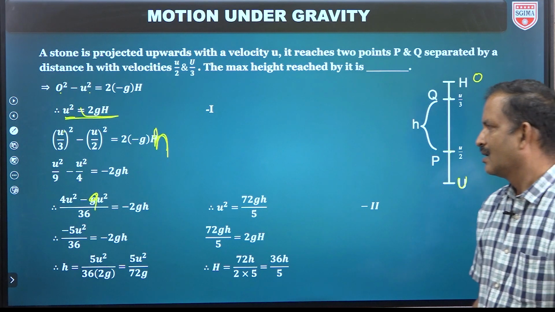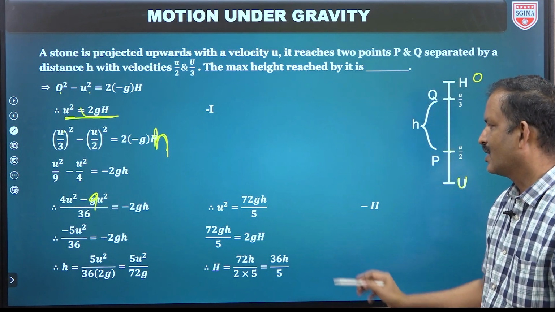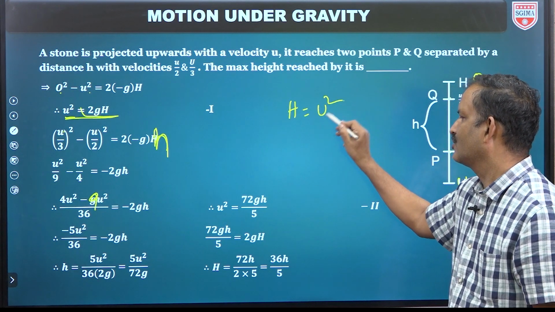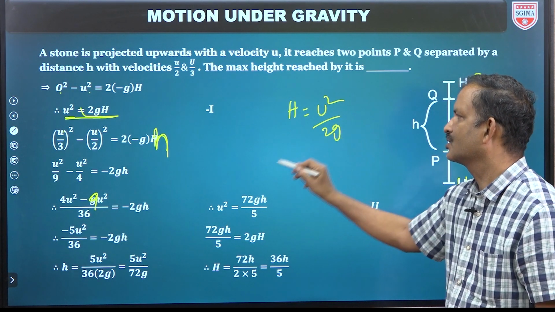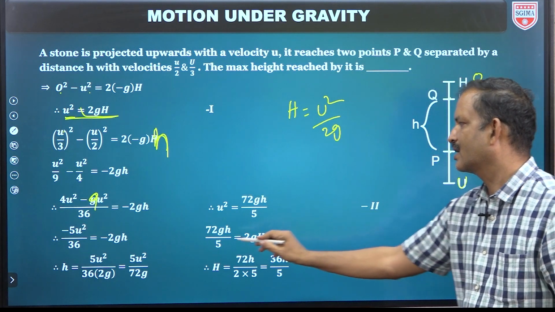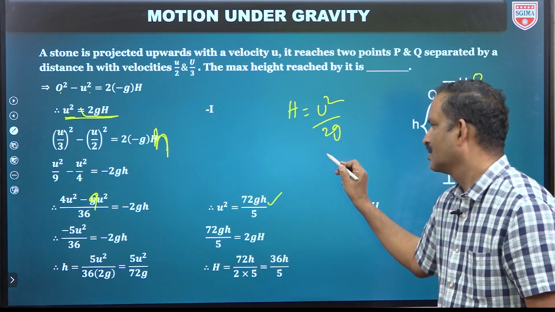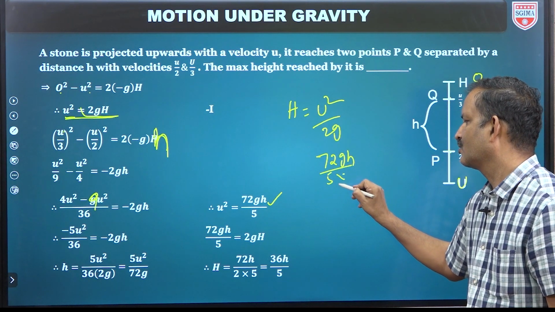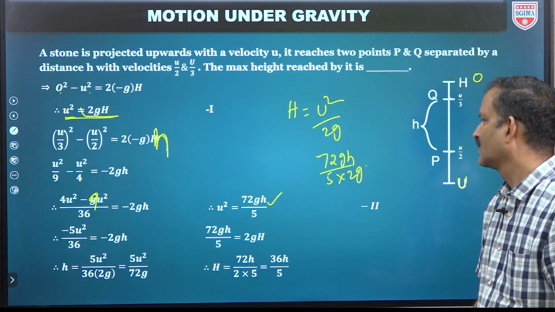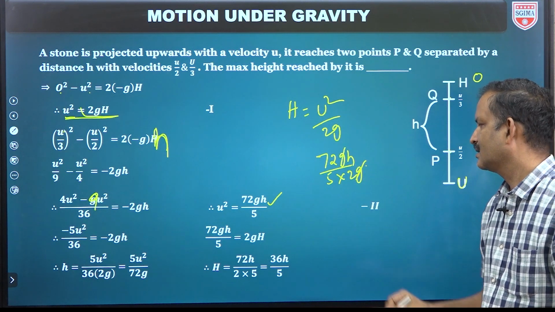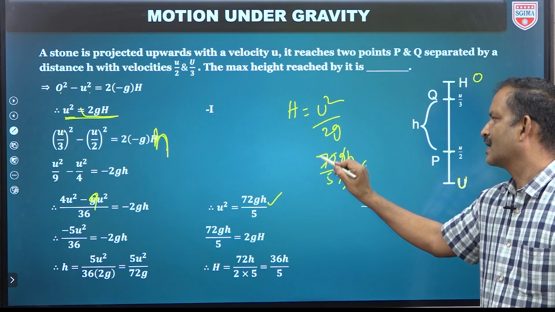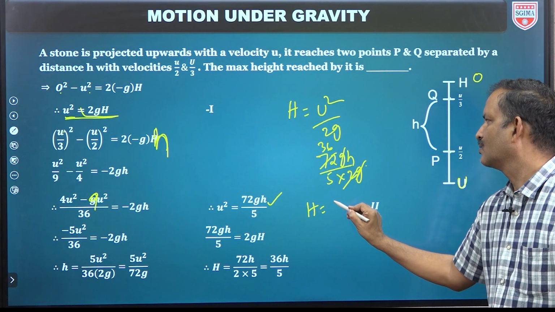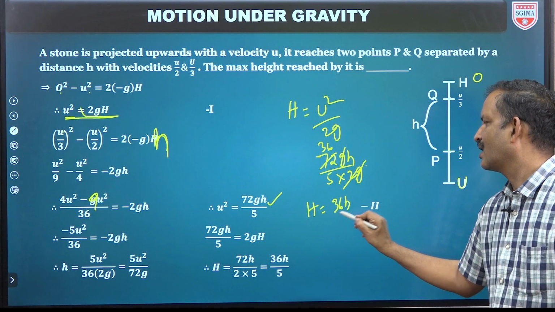Then, what maximum height you have to find out: H is equal to u square by 2g. You have to substitute the u square value already from this equation: 72gh by 5 by 2g. Then g and g will cancel. It will cancel by 36. So, H value is equal to 36h by 5.